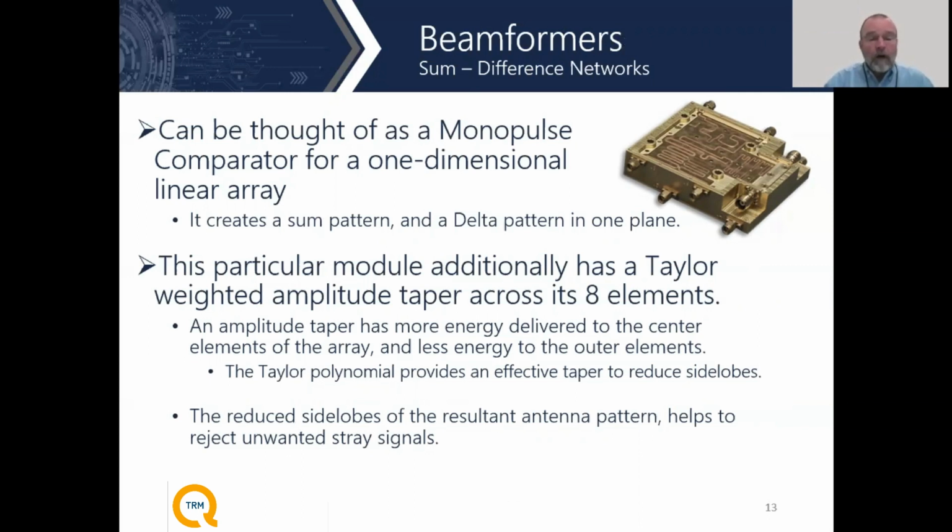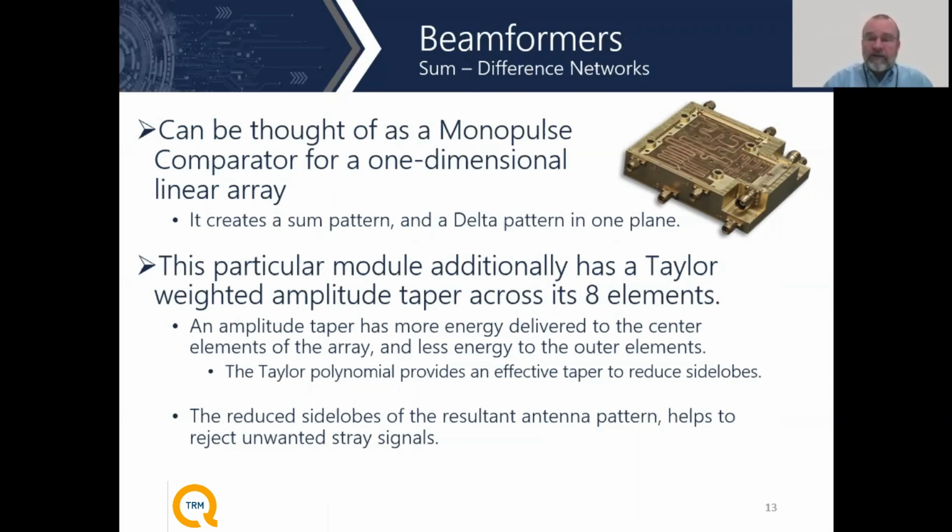the runway. This particular beamformer also has an additional element, in that the amplitude across all 8 elements is what we call Taylor weighted. Taylor weighting is nothing more than a mathematical function that adjusts the power going to the individual 8 elements in an effort to reduce the side lobes, to make sure that there's no extraneous energy poking off to the sides that might interfere with the main beam coming in. So that is something else that is very often done.